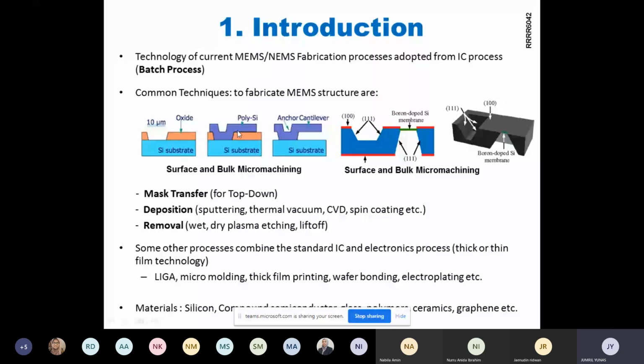or like this. This is an example of bulk micromachining, in which the structure is created from the substrate, inside the substrate. So we add or we remove some material in the substrate to create the structure. This is an example of MEMS membrane, silicon membrane.